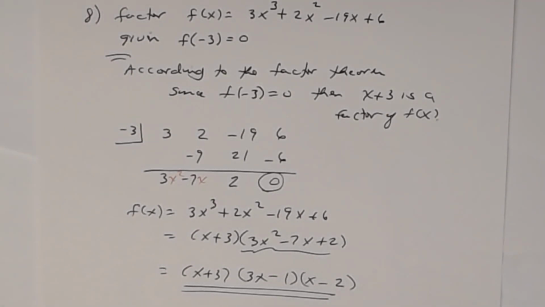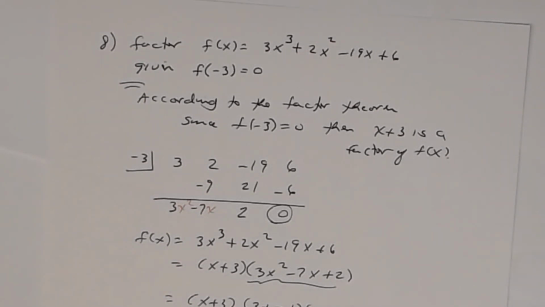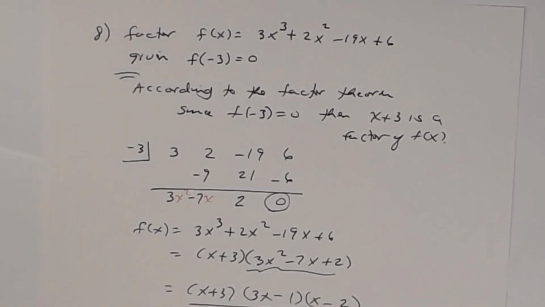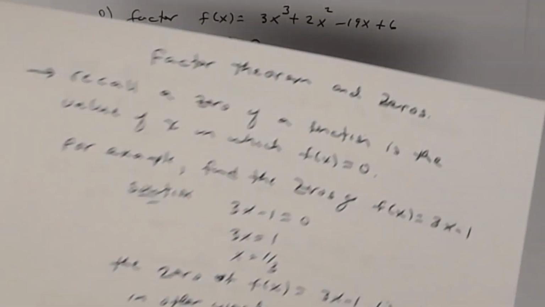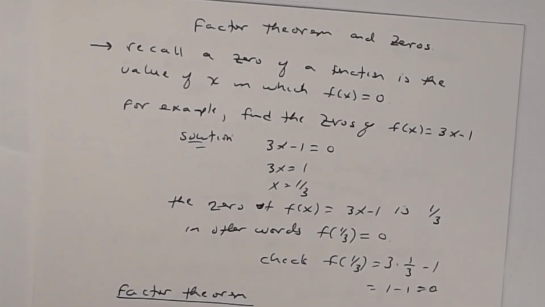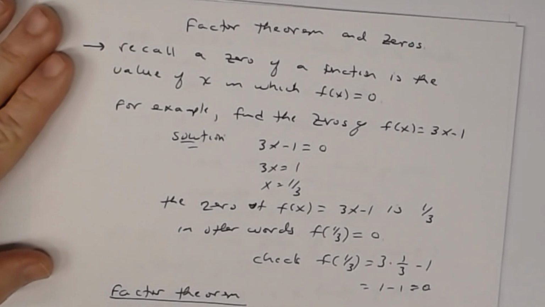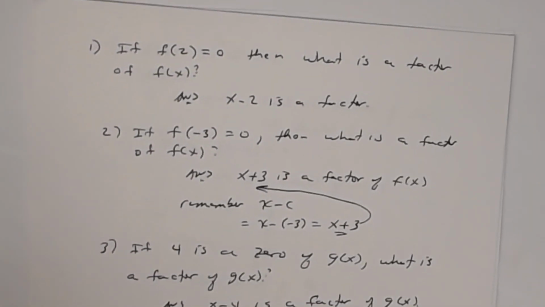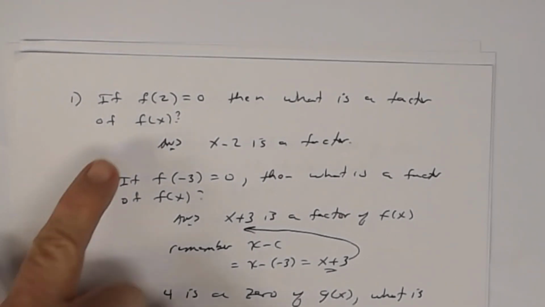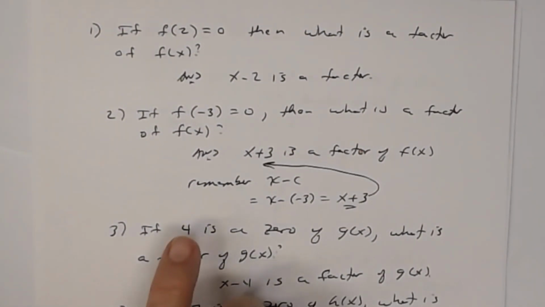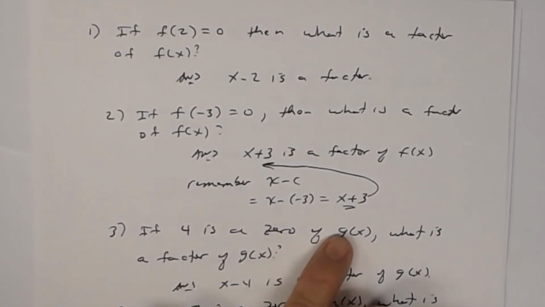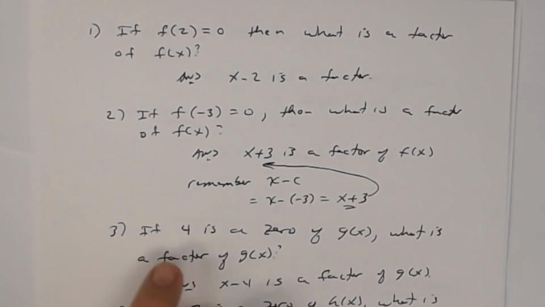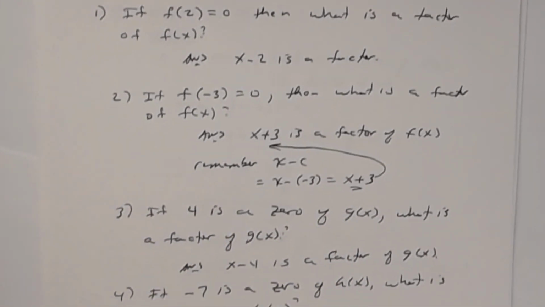All right, so that is going to be the end of this lesson that talked about the factor theorem and zeros. So remember, based on the factor theorem, we saw that if you're told that 4 is a 0 of g of x, then that means that x minus 4 is a factor of g of x.